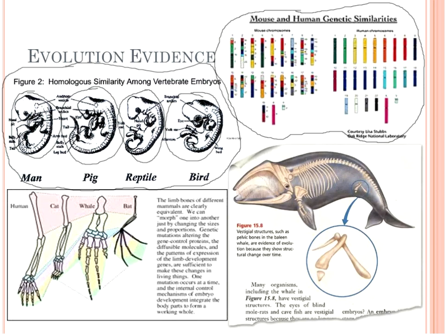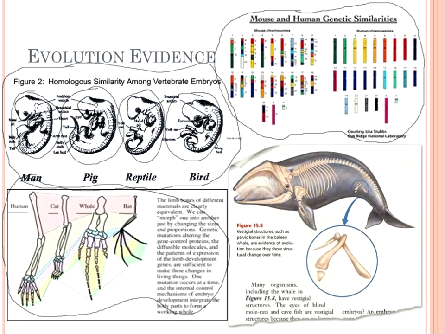Also, similar structures with different functions. We have the same exact number of bones, muscles, and tendons in our arm and hand as a cat does in a paw, as a whale has in its flipper, or as a bat has in a wing. Yeah, a bat flies with that, and a cat walks with its paw, and a whale swims with its flipper, and we use our hands for different things. So that's a different function, but they're all very similar structures.